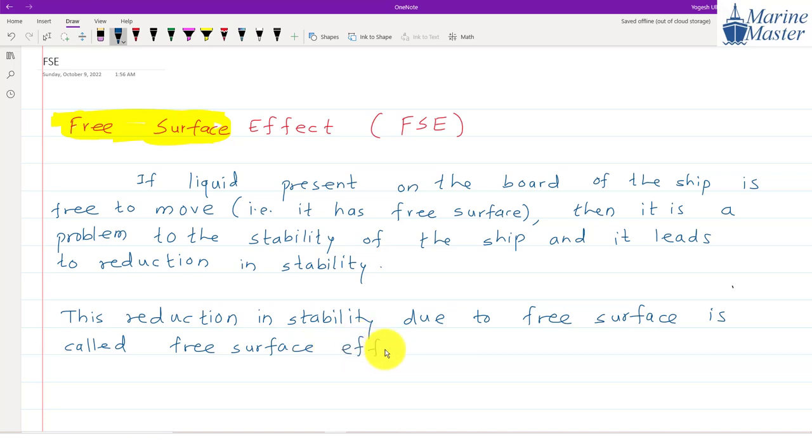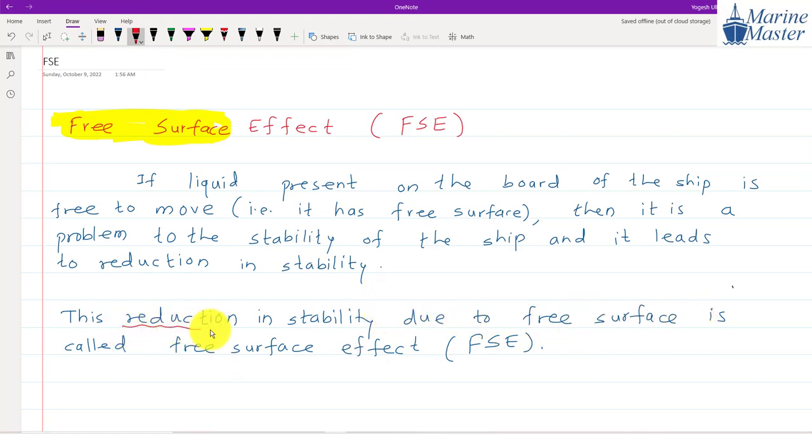It's called what, guys? Free surface effect. And how do we denote free surface effect? By FSC. Okay guys, you got this meaning of free surface effect. So this reduction in stability due to free surface is called free surface effect. So what is the meaning of free surface effect? Free surface effect is reduction in stability due to free surface, guys.